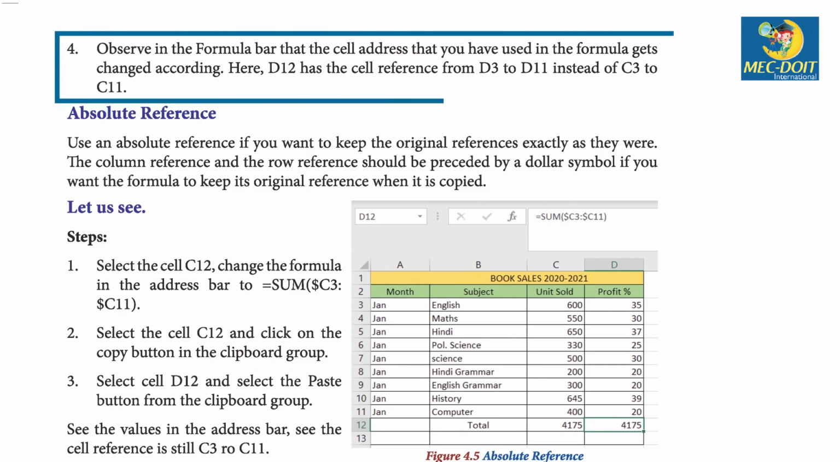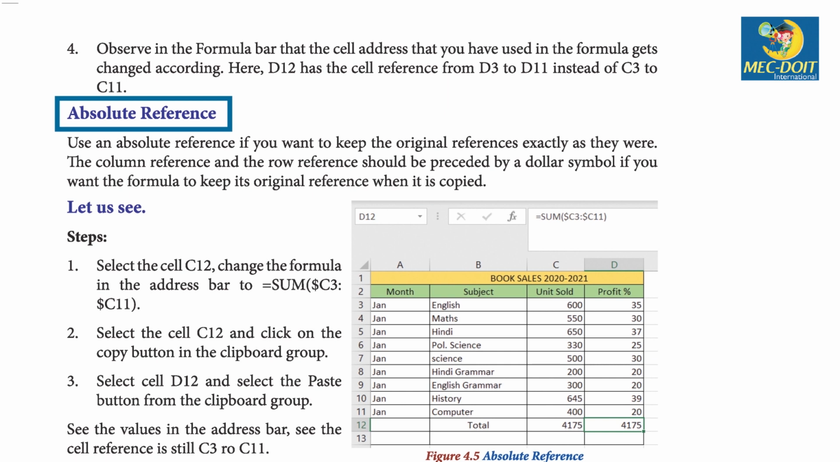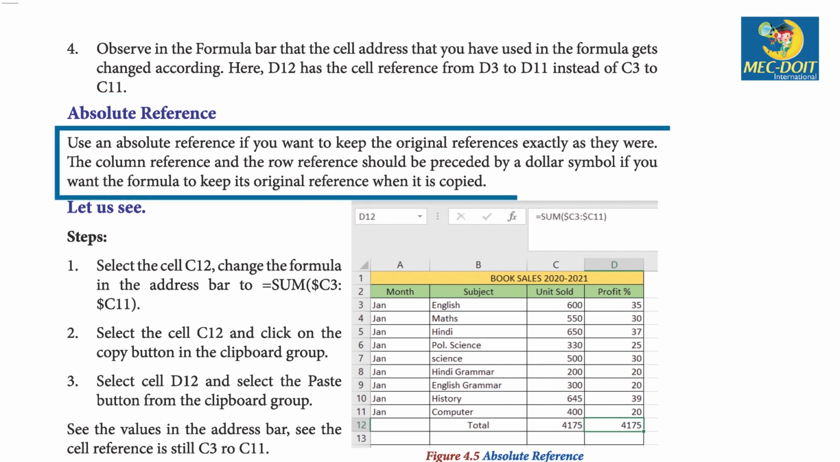4. Observe in the formula bar that the cell address that you have used in the formula gets changed accordingly. Here D12 has the cell reference from D3 to D11 instead of C3 to C11. Absolute reference. Use an absolute reference if you want to keep the original reference exactly as it was.